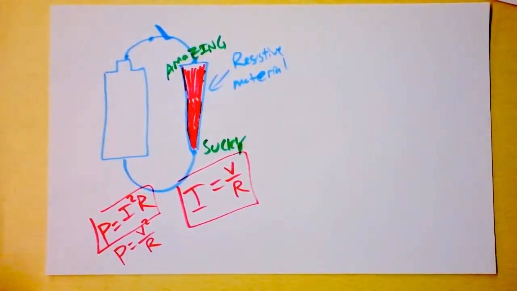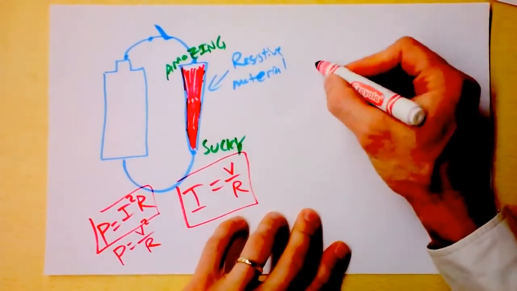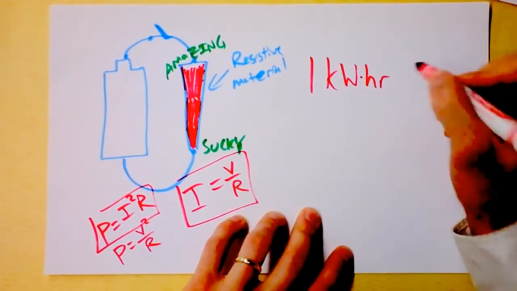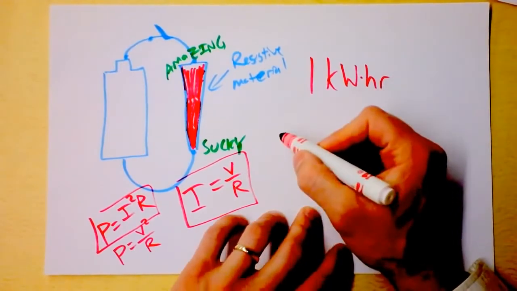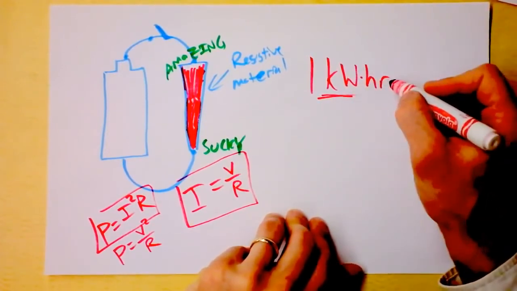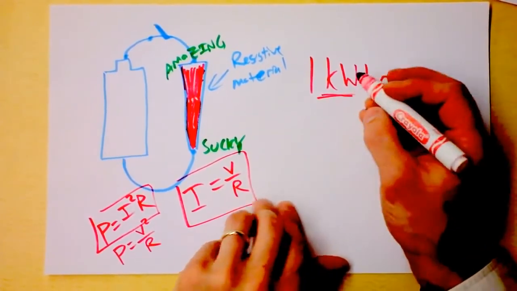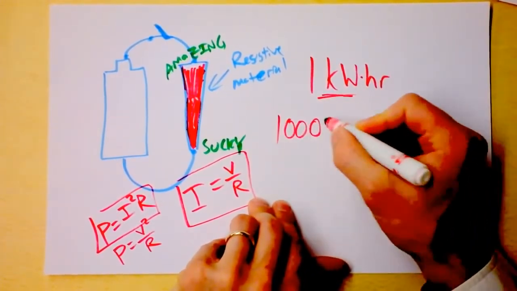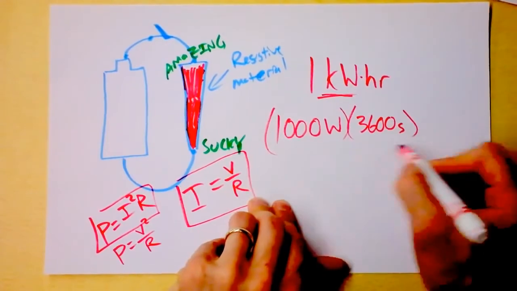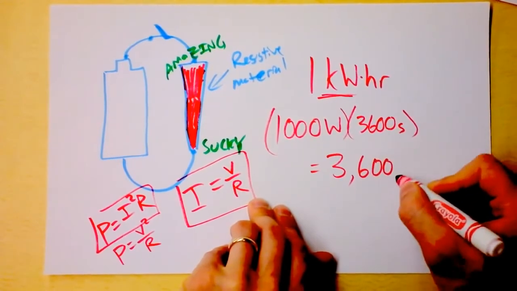Pretty cool. One more thing I want to discuss is the idea of energy usage. My electric utility bills me in kilowatt hours, kilowatts times hours. It's a unit of energy just like any other, and it's convenient for them because they're measuring your usage in watts, and hours is a nice healthy time unit, a little more convenient for a household than a second would be. So let's figure out what it is. A kilowatt is 1,000 watts, and an hour is 3,600 seconds.